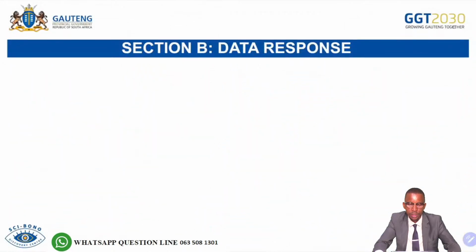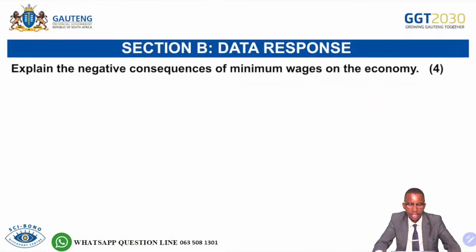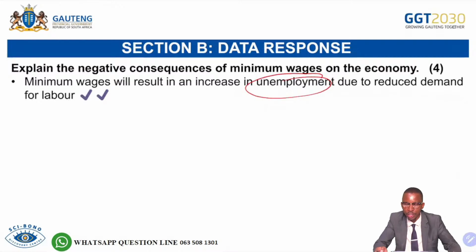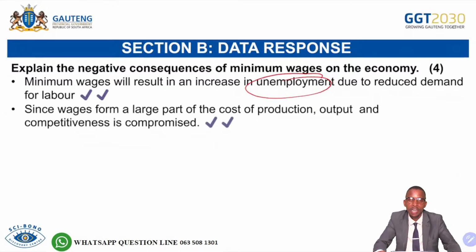And then we continue. Explain the negative consequences of the minimum wage in the economy. So we have already spoken about it. Let's check. Minimum wage will result in an increase in unemployment due to reduced demand for labor. Remember, firms will be demanding less labor because labor costs will be too high or expensive for them. Then they demand less labor. So there will be a high level of unemployment.